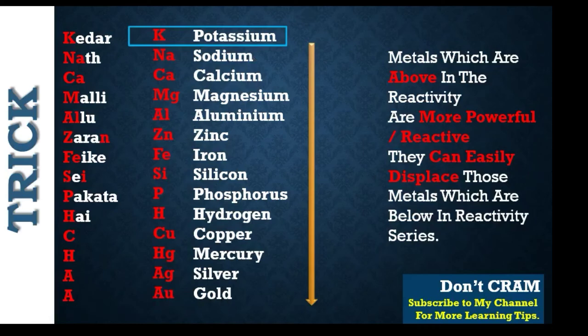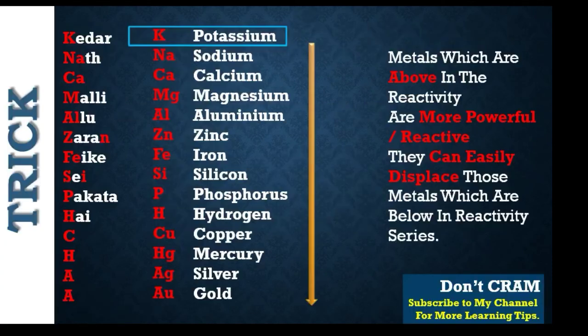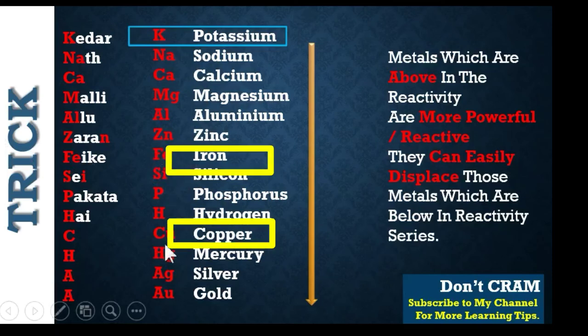So how to use this reactivity series? Let's go ahead. Whenever two elements or compounds, like iron and copper sulfate, react together, as we have seen in the reactivity series, iron is present at the upper position and copper is present at the lower position. So iron is more powerful than copper.